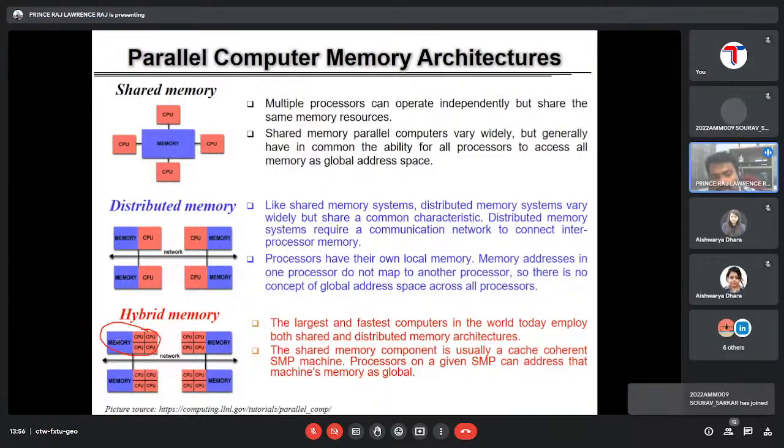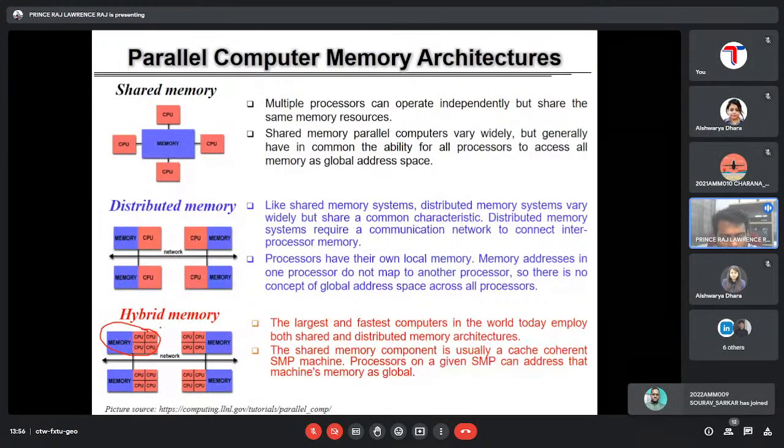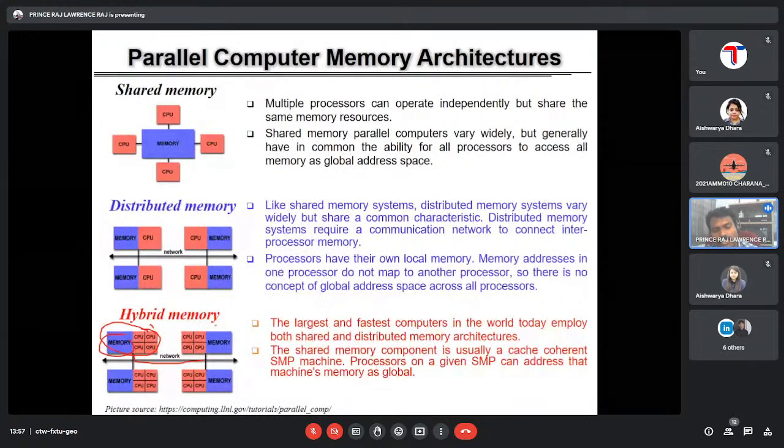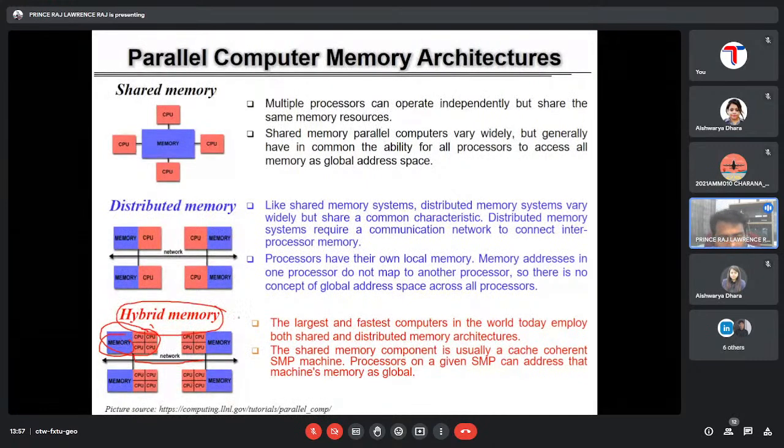So here memory will be there and also some amount of CPU will be there. Maybe 12 processors will be there, for example, with the memory. Same thing. So these are all connected with a network. I mean, network cables will be connecting these nodes actually. So this is our hybrid memory. This hybrid memory method is often used in many of the largest and fastest computers in the world, because it is very efficient when compared with the other two.